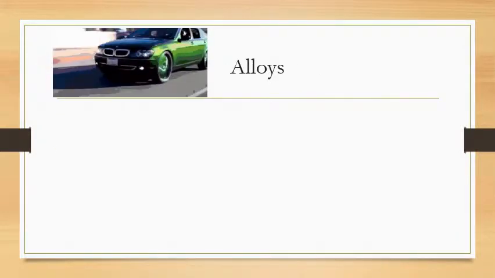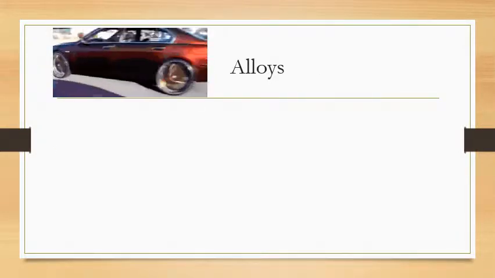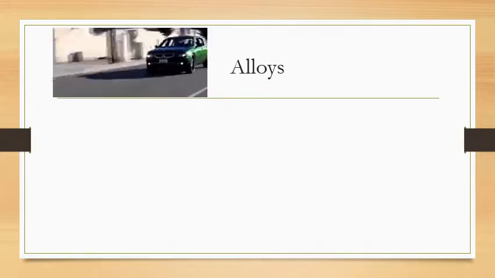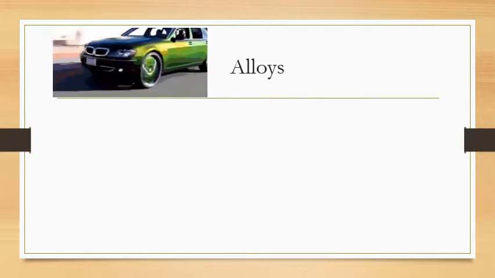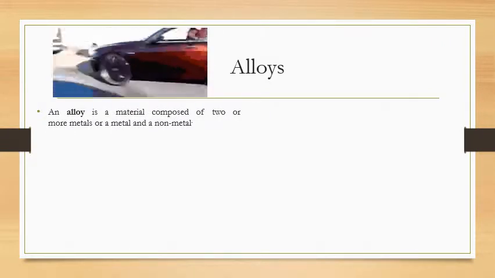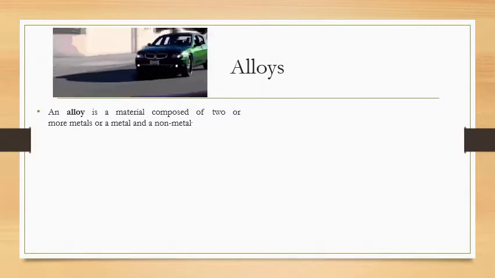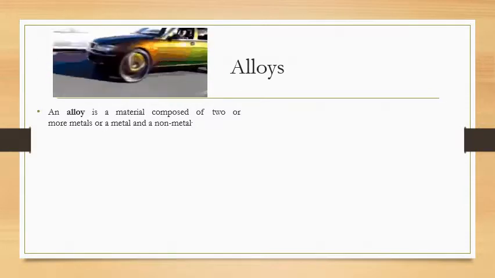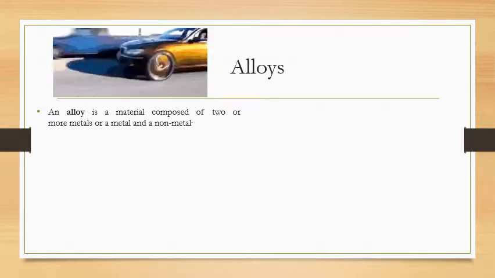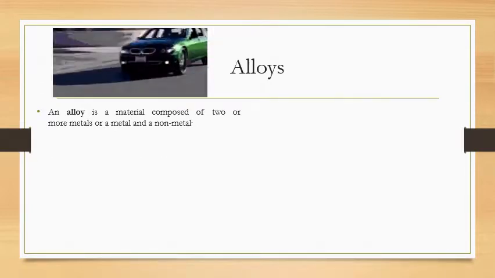Okay, so the final thing we're going to look at is the idea of alloys. Okay, so for example, what happened if Silver Surfer and Iron Man joined forces? They'd be alloys. Okay, so an alloy, as we've already touched on, is a material composed of two or more metals, or a metal and a non-metal. So the example of iron and carbon, for example, for different forms of steel.